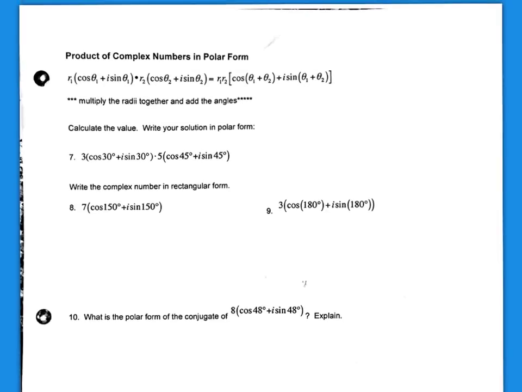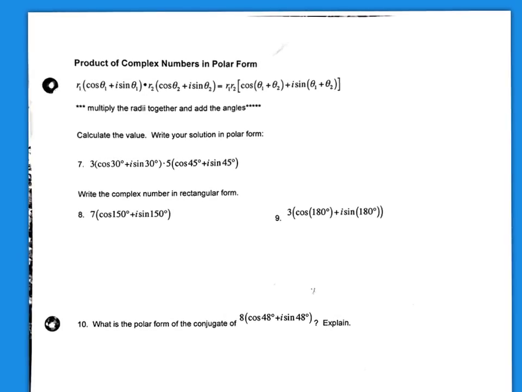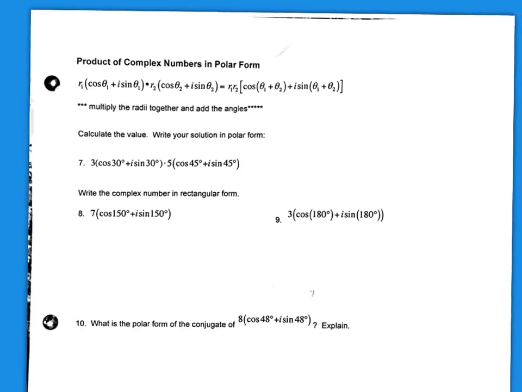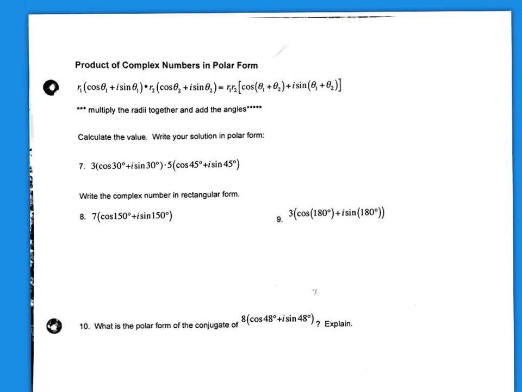Now, to multiply these polar numbers together, it looks kind of crazy, but I have the shortcut version written underneath there. This is one number right here, and then this is your second number. To multiply them, you multiply the 2 radii together, and then you add the angles. The angles will still go in the same spot. It's still cosine and i sine.